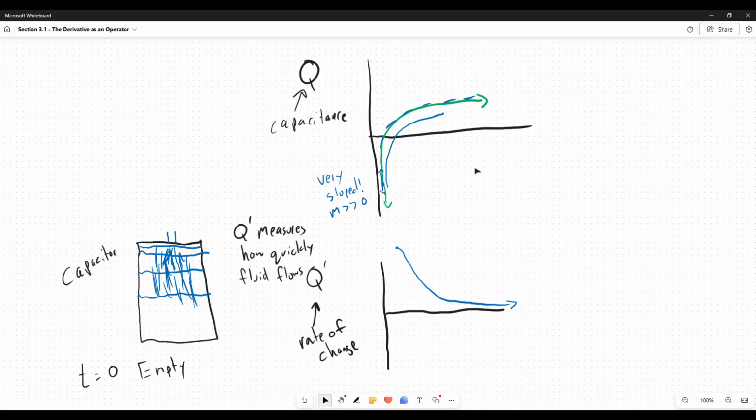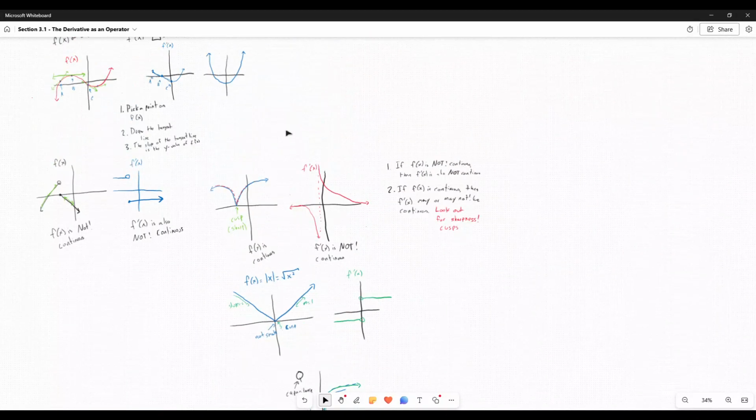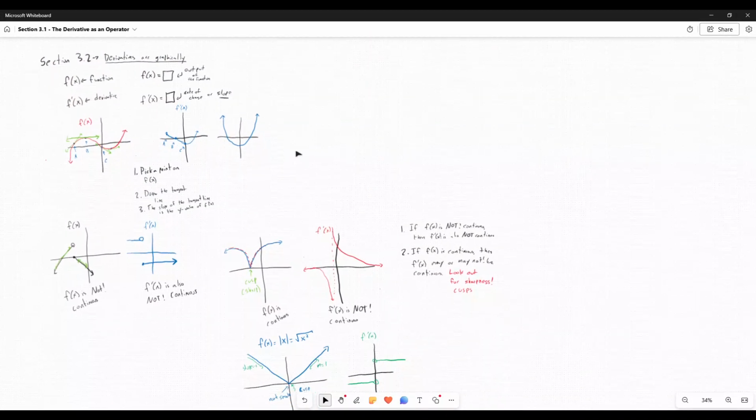So, what are the essential lessons that you need to learn from section 3.2? This is a bit of a smaller one, and I hope you guys recognize that. I would say the number one thing is make sure you're looking out for sharpness and cusps. That's really going to throw off these F primes.